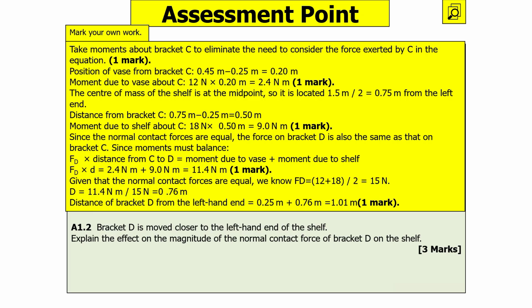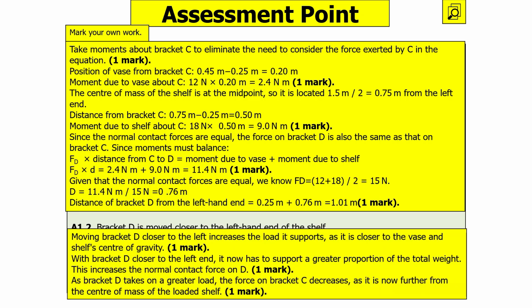So therefore the distance of bracket D from the left-hand end is 0.25 meters plus 0.76 meters, which is 1.01 meters. Now, moving bracket D closer to the left increases the load it supports, as it's closer to the vase and the shelf's centre of gravity. With bracket D being closer to the left end, it now has to support a greater proportion of the total weight. So this will increase the normal contact force on D. As bracket D takes on a greater load, the force on bracket C decreases as it's now further from the centre of mass of the loaded shelf.